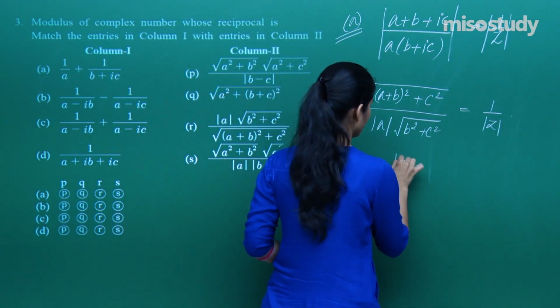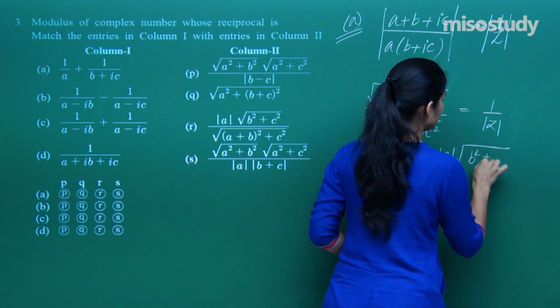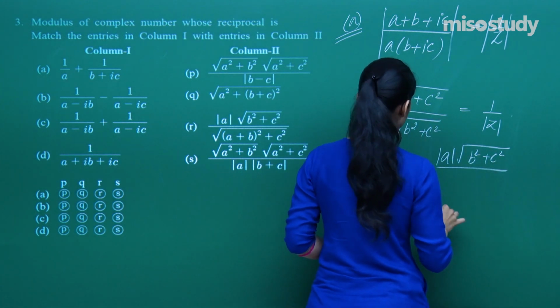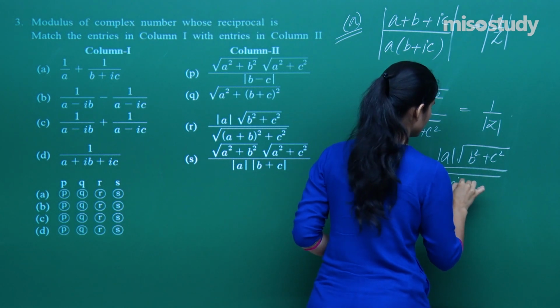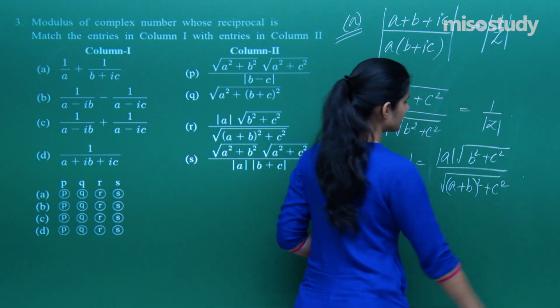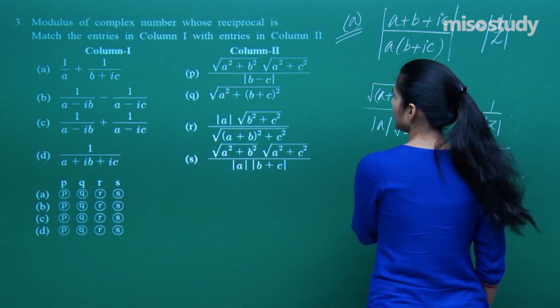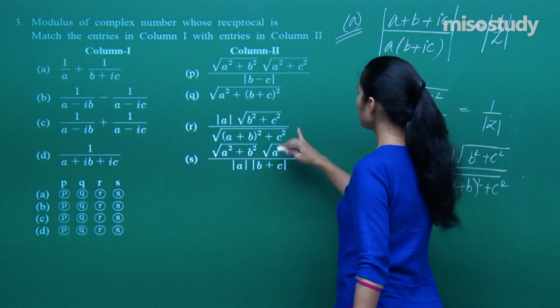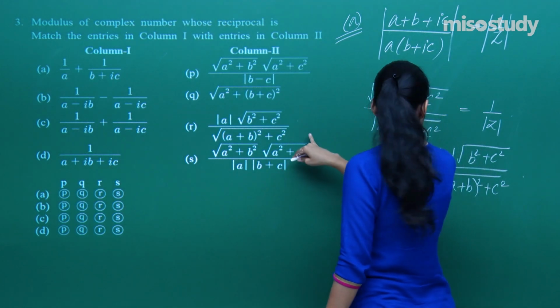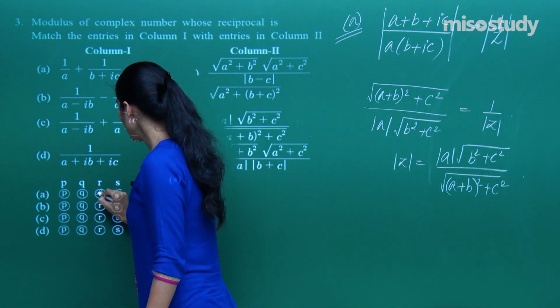So mod z will be what? It is mod a into under root b square plus c square upon under root a plus b whole square plus c square. So mod z in this case turns out to be mod a times under root b square plus c square upon under root a plus b whole square plus c square. So a gets matched to r.